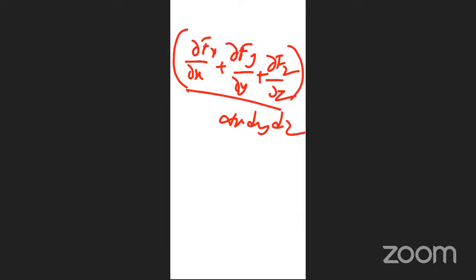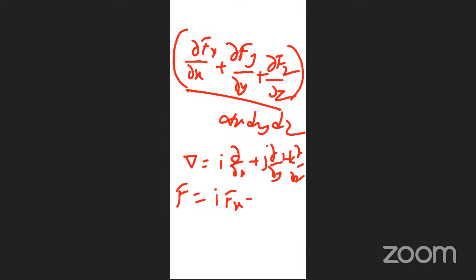This one, what is del? Del means i ∂/∂x plus j ∂/∂y plus k ∂/∂z. What is F? It means a vector field, i Fx plus j Fy plus k Fz. So the i·i multiplication is the i term, then the j term and the k term. So del means i ∂/∂x plus j ∂/∂y plus k ∂/∂z, and F is equal to i Fx plus j Fy plus k Fz.